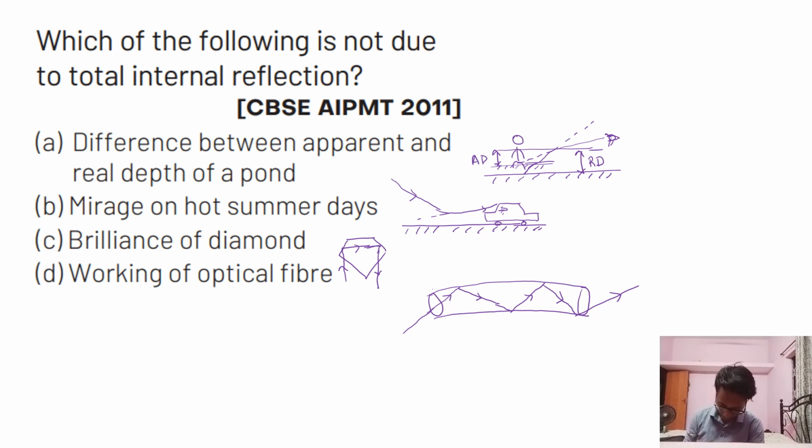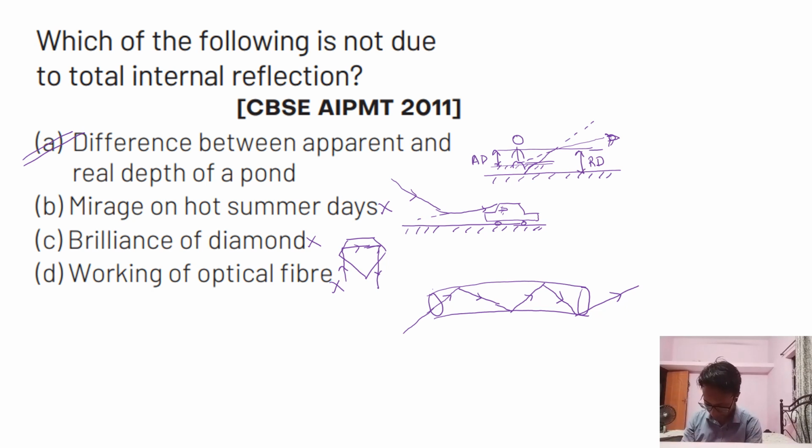So out here, even this mirage is an example of total internal reflection. Diamond is also an example of total internal reflection. Optical fiber is also an example of total internal reflection. But the difference between real depth and apparent depth happens due to refraction. Okay, out here there is no concept of total internal reflection.